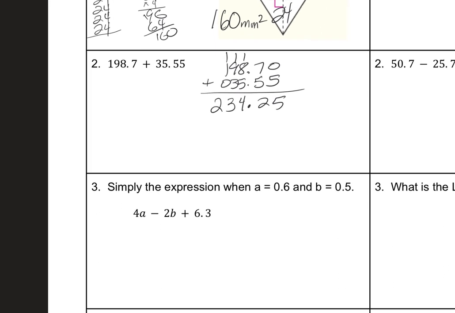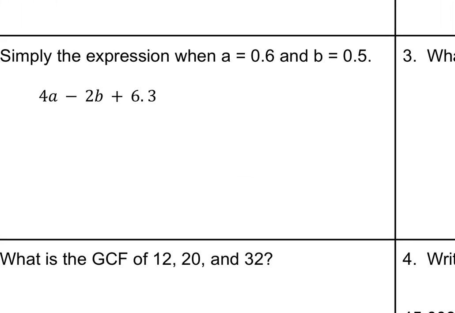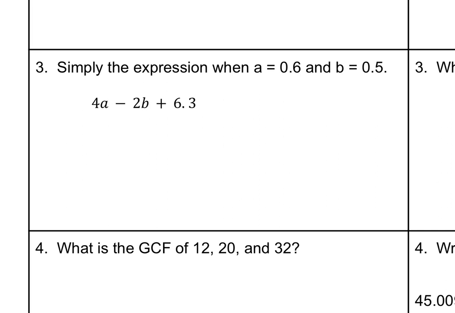$234 and 25/100. Number 3, solve or simplify this expression, which will mean solve as well if you can, when A is equal to 6/10 and B is equal to 5/10. So we have 4 times 6/10 minus 2 times 5/10 plus 6 3/10. Multiply all this out.